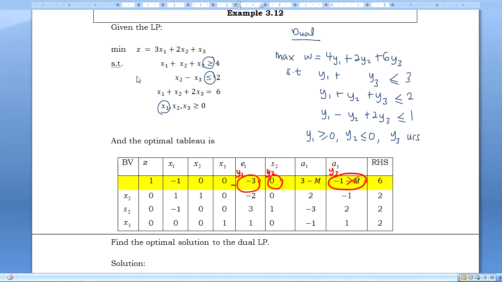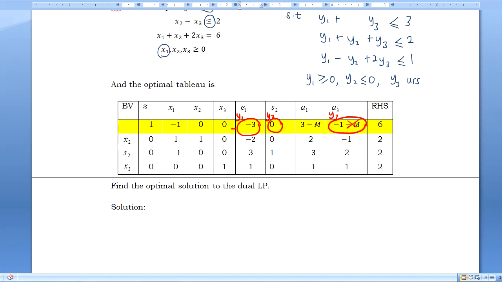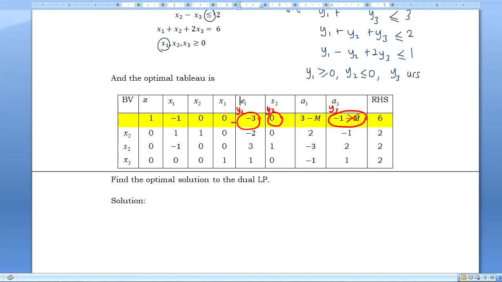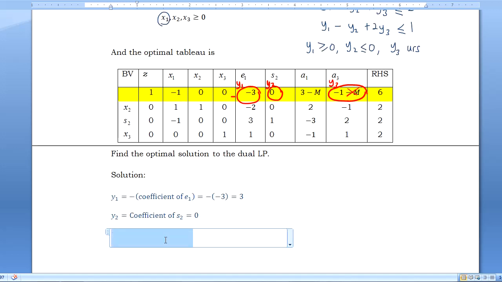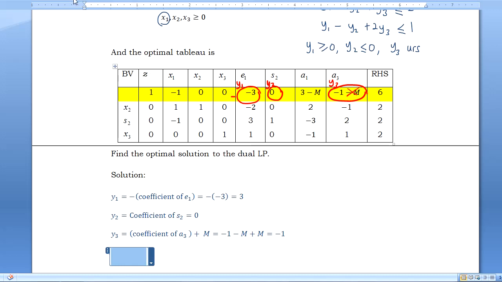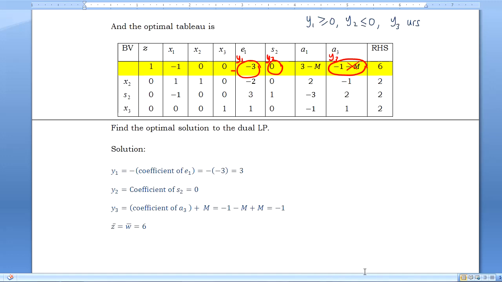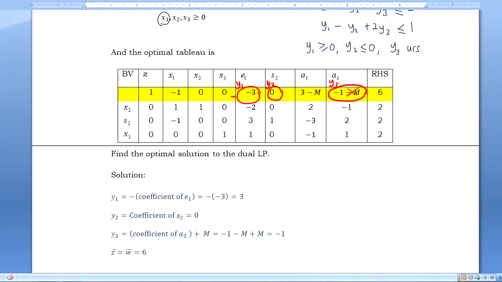Let's write the value for every variable. y1 is equal to the coefficient of E1 times negative, we get 3. y2 is equal to 0. And y3 is equal to negative 1. And W is equal to Z, which equals 6. That's all about the dual problem. Thank you.